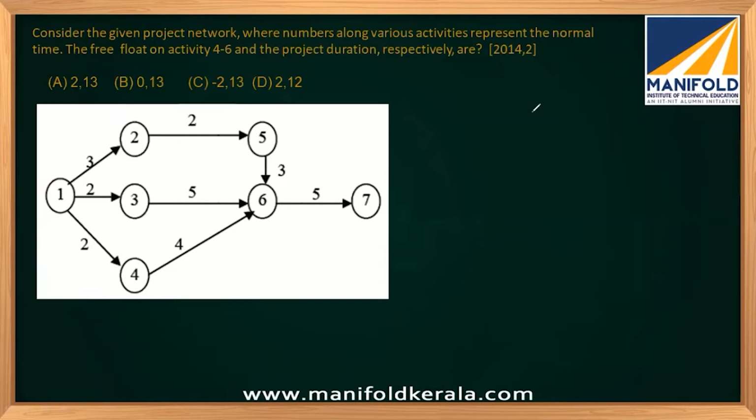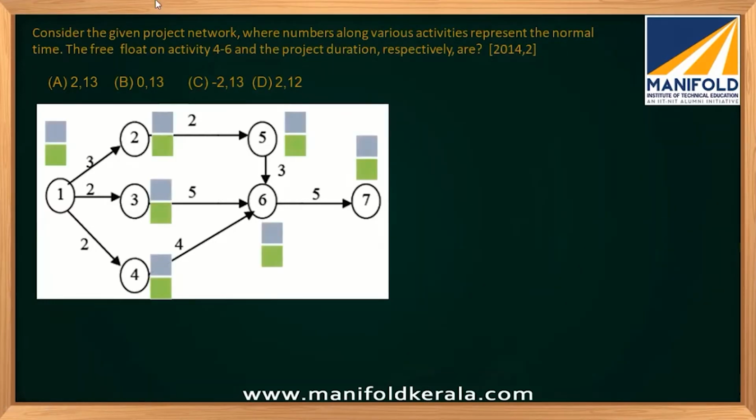Otherwise also, if you are doing the forward pass and backward pass, you will get the length of the critical path directly. But anyhow, you need to construct the boxes, and we need to estimate the earliest start time and latest finish time for the activities. For that, I have constructed the boxes for you. Now we need to fill the boxes. Starting from the first node, the earliest start for the first node will always be 0.